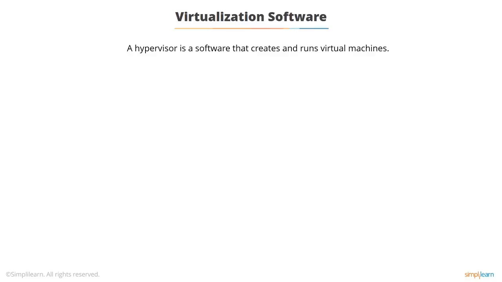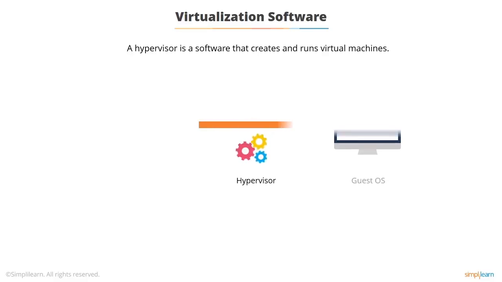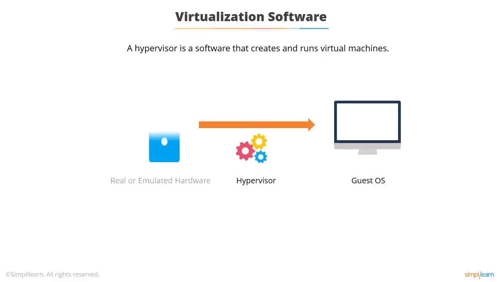Virtualization software, the software that does the work, is called a hypervisor. And what it does is it provides the guest operating system with access to what looks like the full hardware of a computer. Sometimes it is the real hardware, and sometimes it actually emulates the hardware. And this is actually quite useful for certain environments.